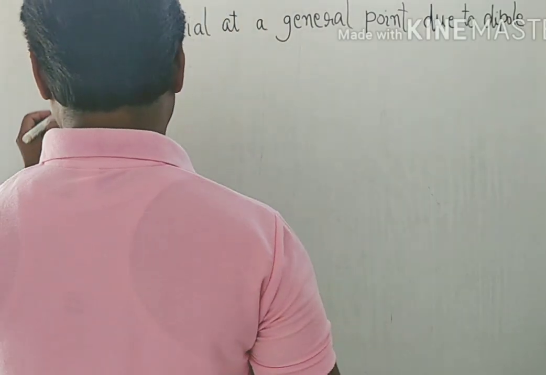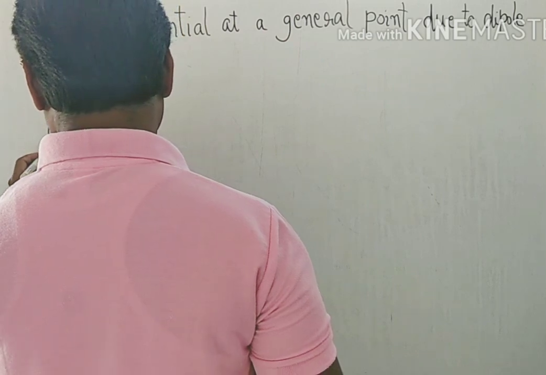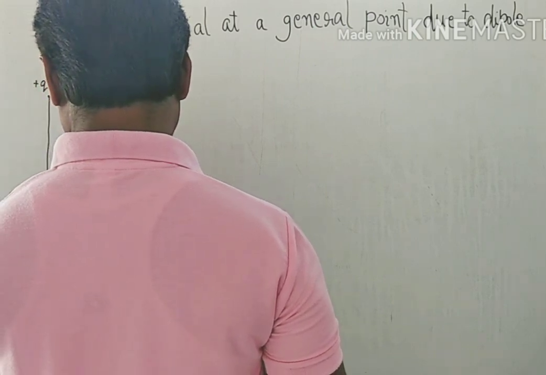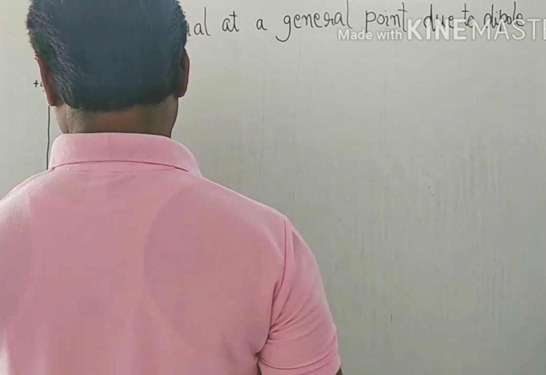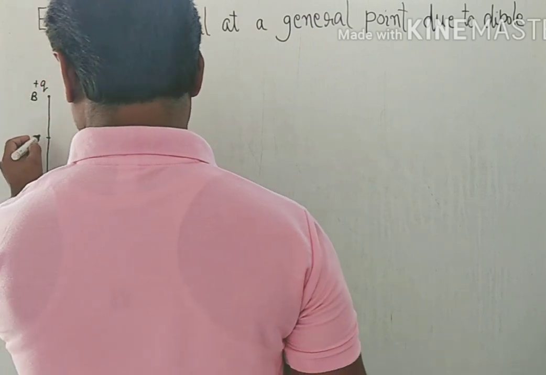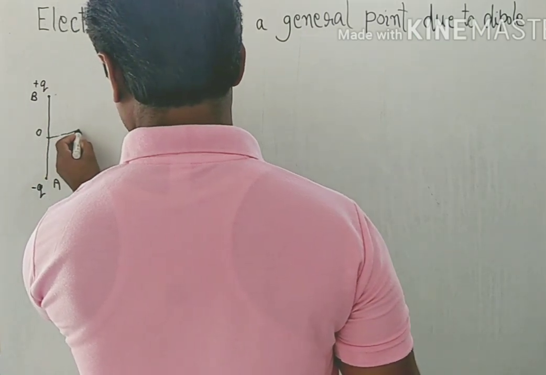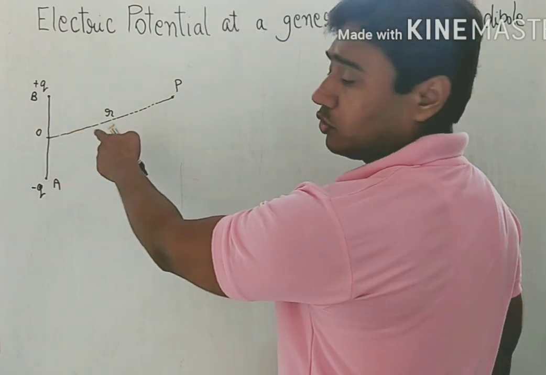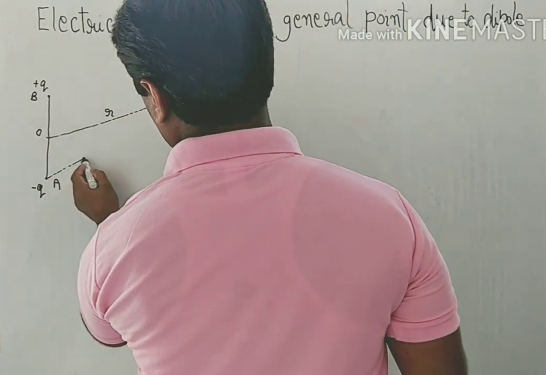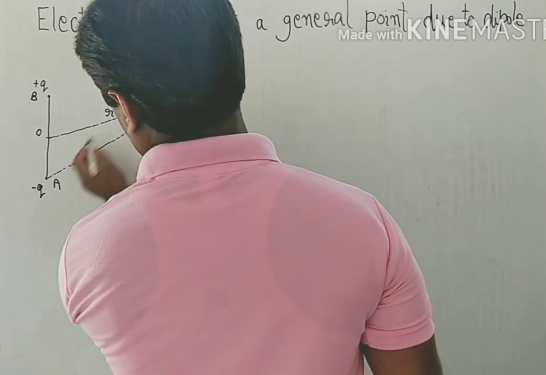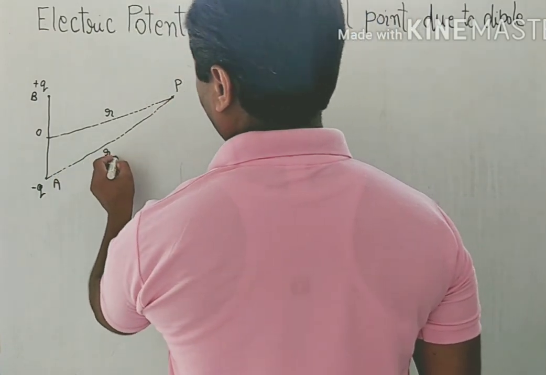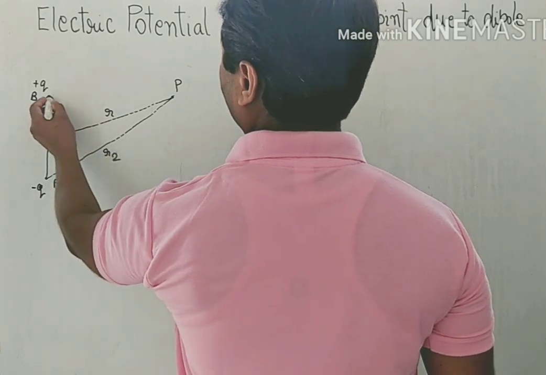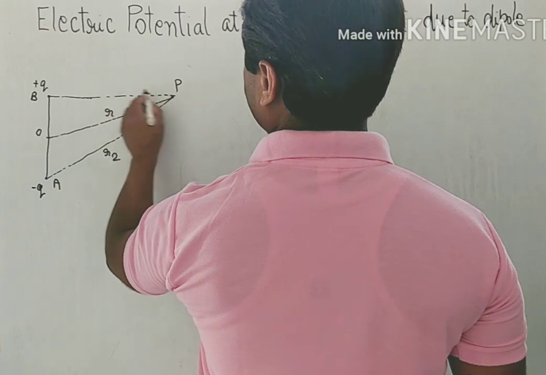So let's begin. Suppose we have a short dipole comprising two equal and opposite charges. Say this is plus Q charge and this is minus Q charge, and let me call these points A and B. This is the mid of the dipole. Now from this midpoint, let us have a general point P, at distance small r from the mid of the dipole. Let the distance of the test point from the minus Q charge be R1, and the distance from the plus Q charge be R2.